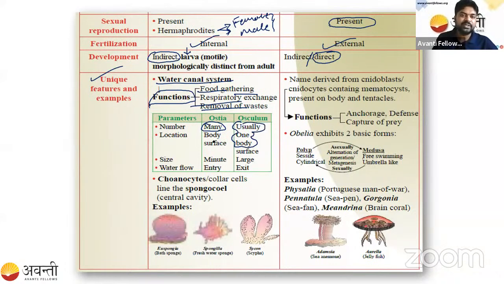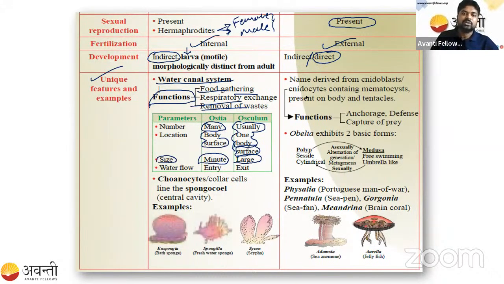Next one is the location. It is present on the body surface. Okay. And in case of osculum, it is also present on the body surface. Next one is the size. So the size is very minute in case of ostia. Next one is the large size. Okay. And water flow: water enters with the help of ostia and exits with the help of osculum. So this is the difference between osculum and ostia.